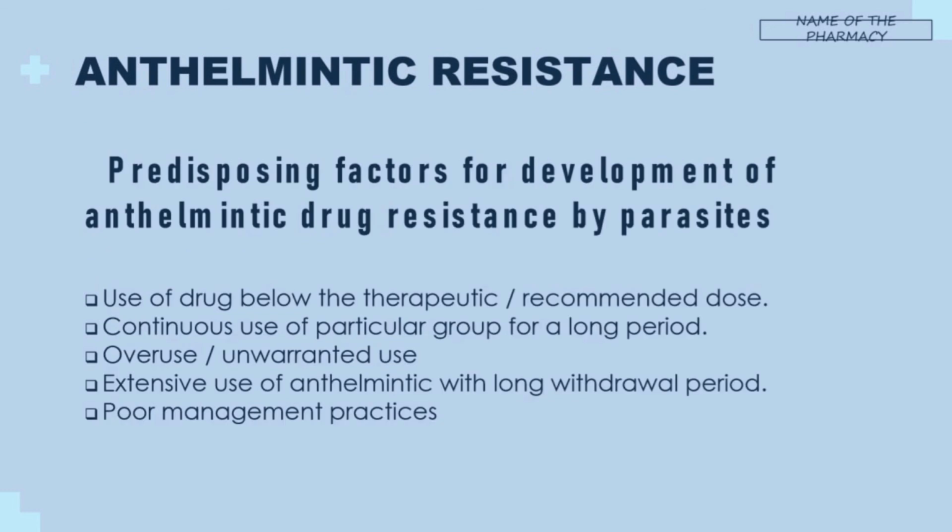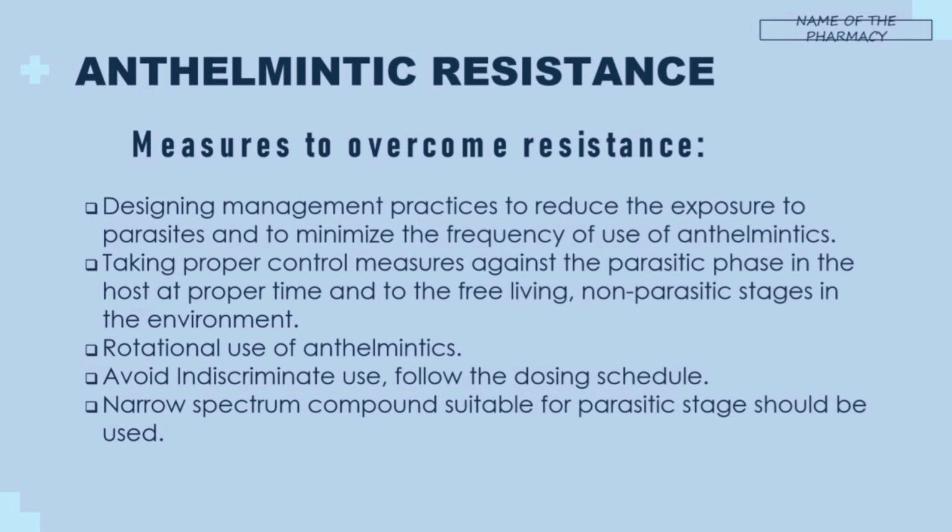Trichostrongylus, Ostertagia, Nematodirus, and Oesophagostomum are all common, like Haemonchus species. Members of the same group frequently exhibit cross-resistance. The following factors predispose parasites to develop anthelmintic drug resistance. Number 1, use of the drug below the therapeutic or recommended dose. Number 2, if for a long time, a specific group has been used. Excessive or unjustified use, extensive anthelmintic use over a protracted period, and poor management methods.